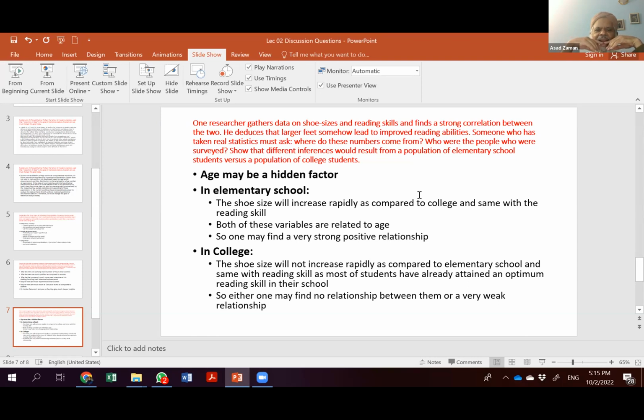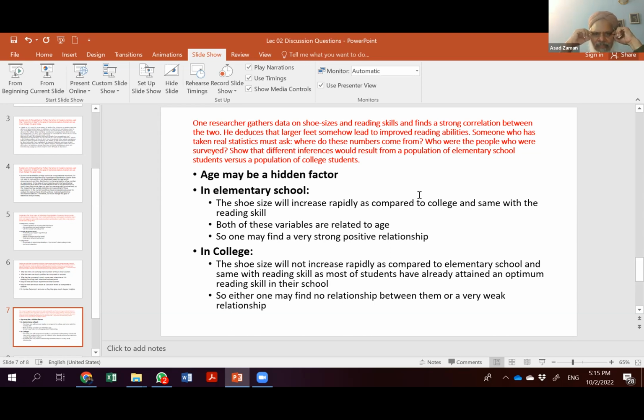Show that different inferences would result from a population of elementary school students versus a population of college students. Again, here age may be a hidden factor. Maybe there are so many others. In elementary school, the shoe size will increase rapidly as compared to college, and the same with reading skills. Both of these variables are related to age. So one may find a very strong positive relationship, but it will be a spurious one.